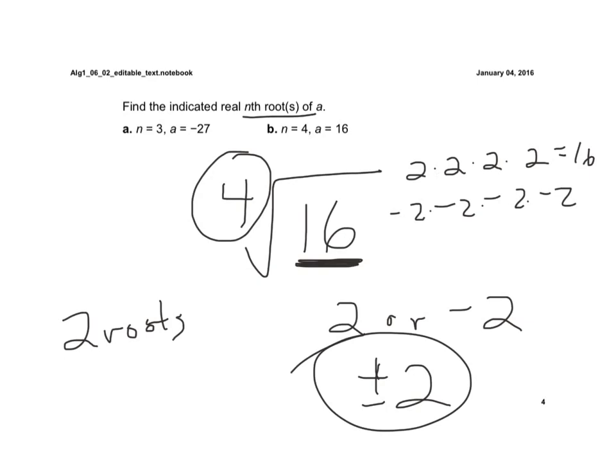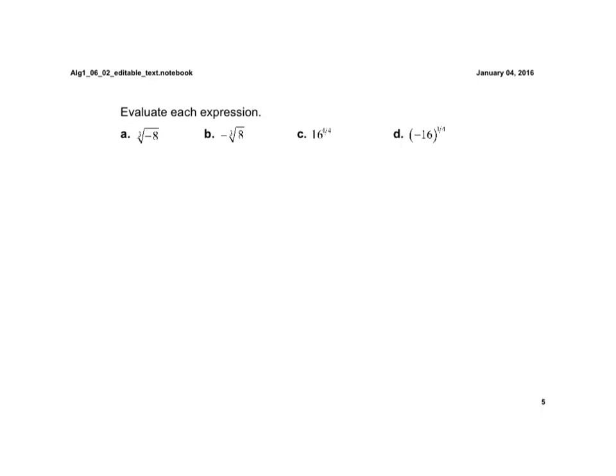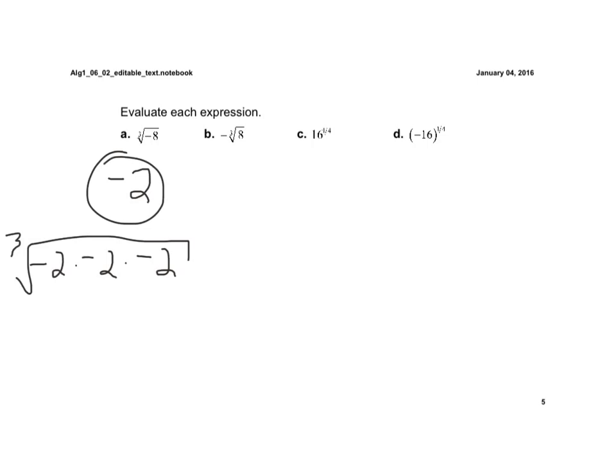Okay. Now here we're asked to evaluate. When they have these, we must use just the sign that is given to us. In part A, it's an odd index, so there's only going to be one root. What's the cube root of negative 8? It's negative 2, because again, negative 2 times negative 2 times negative 2 gives negative 8.